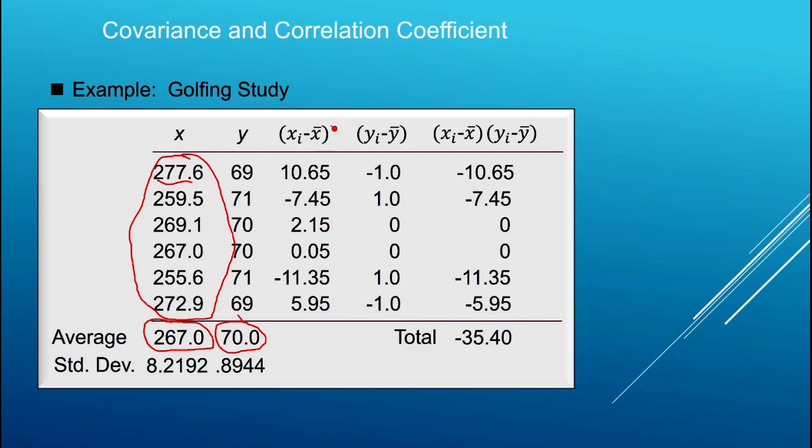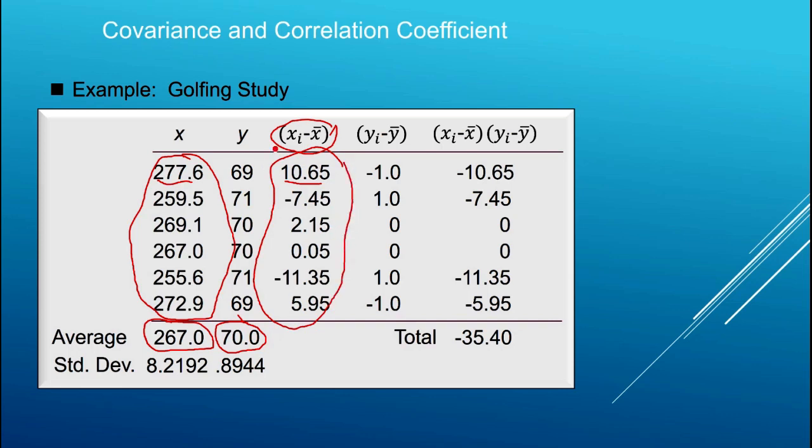That is going to result in the third column in the table. For example, the value of 10.65 is equal to 277.6 minus the mean of 267. Doing that for every single value in the data set, all 6 rounds of golf, we have the following column of data.